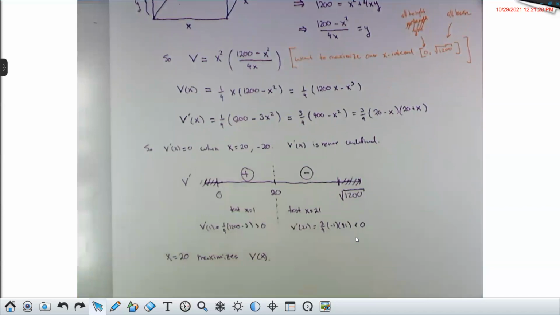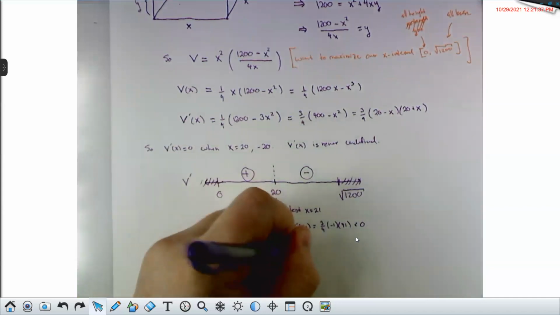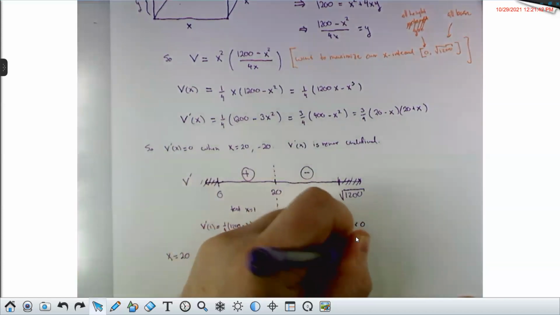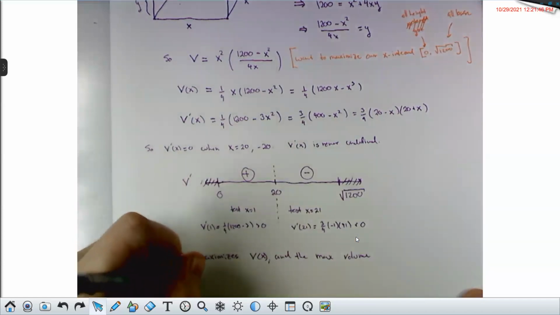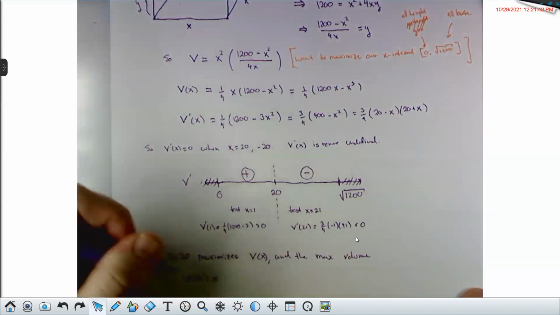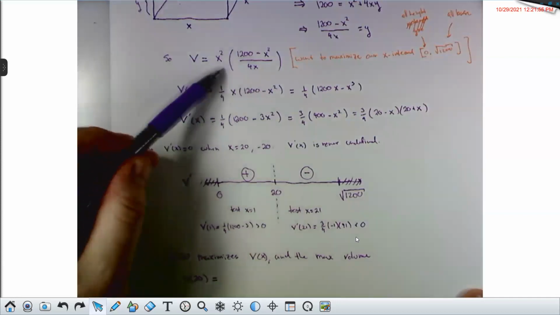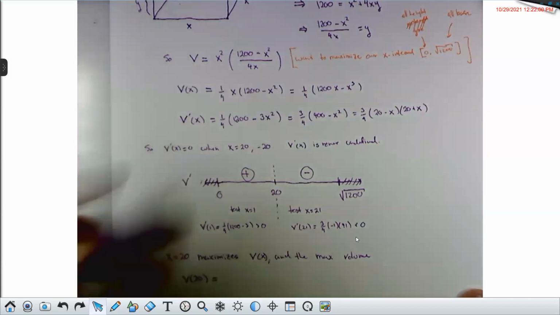Now, again, remember what they asked for. They didn't ask for the dimensions that maximize the volume. They asked us, what is the max volume? So the max volume is V of 20, right? The volume when you plug in 20 for x, which is probably easiest to do here, or maybe here. Yeah, let's do it there.